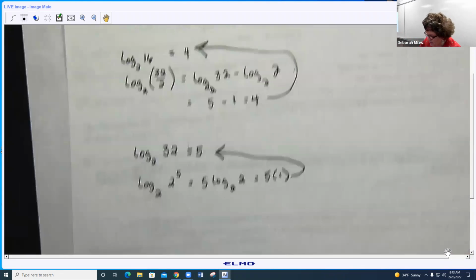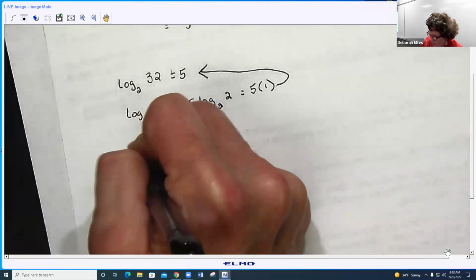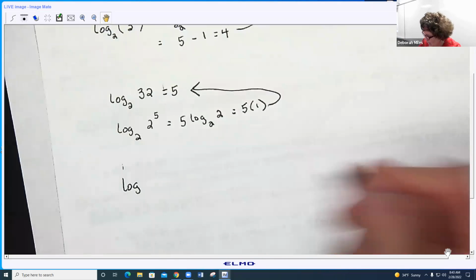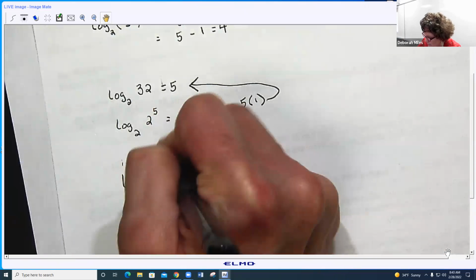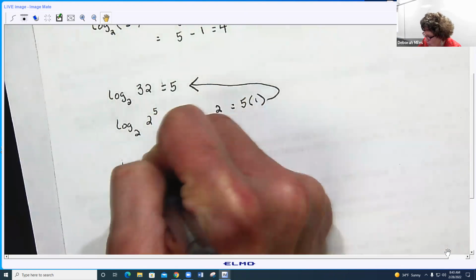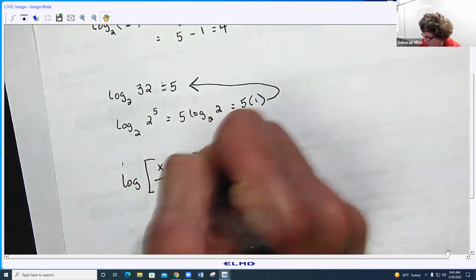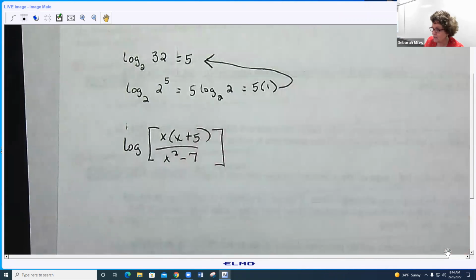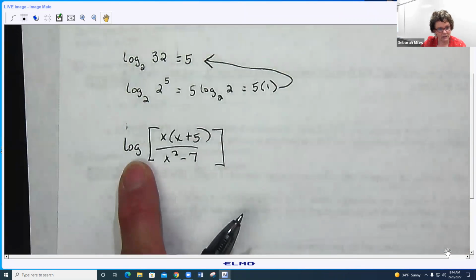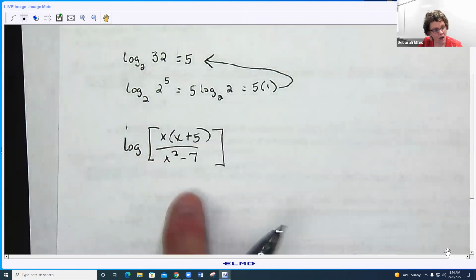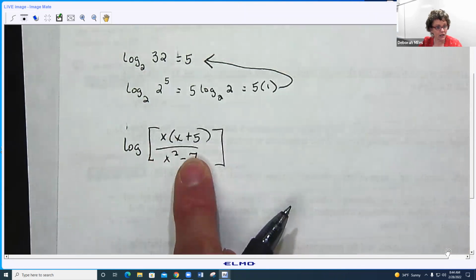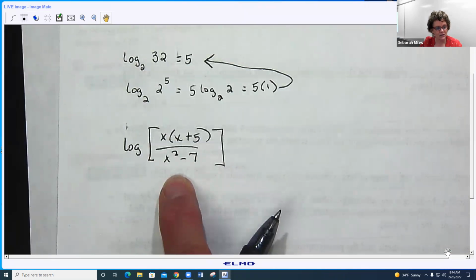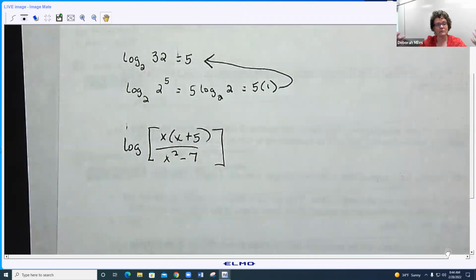So we'll take something, don't write this down, I'm fixing to scribble it out, but we'll take something horrendous like log of x times x plus 5 over x squared minus 7. That would be pretty bad to take the derivative of, but we'll use the properties of logs to break up this log argument, this really ugly argument, and make it easier to differentiate. That's why we take logarithms apart.